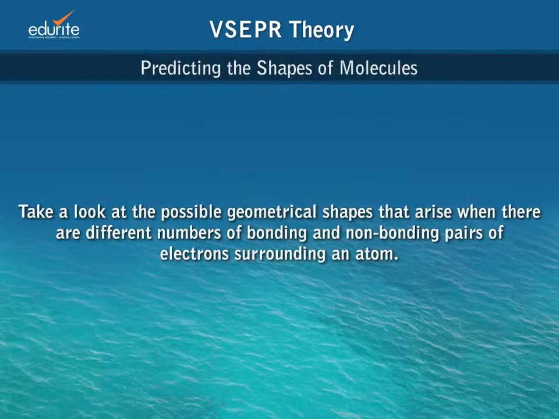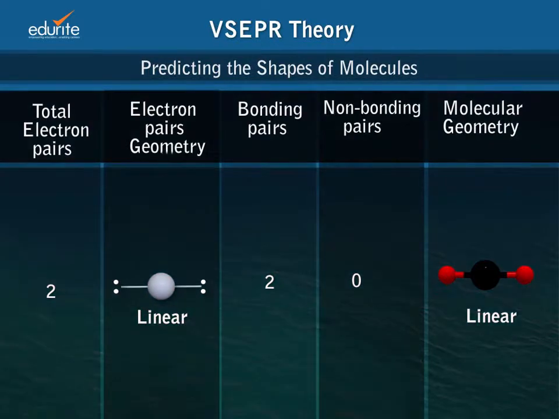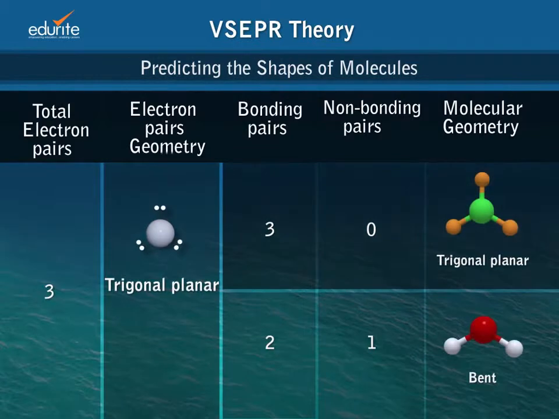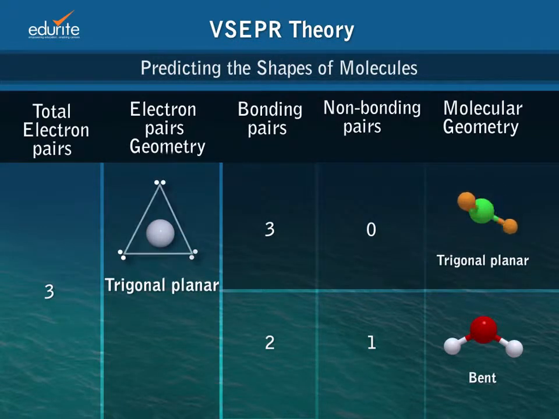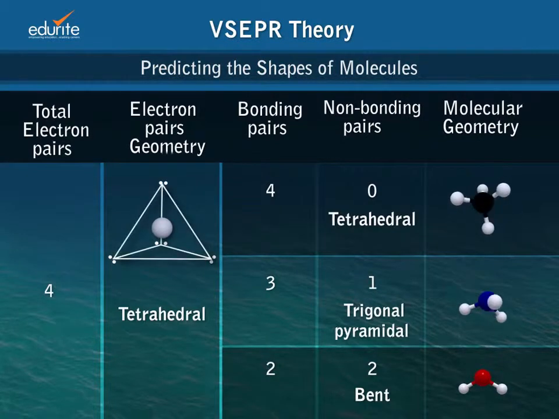Let's take a look at the possible geometrical shapes that arise when there are different numbers of bonding and non-bonding pairs of electrons surrounding an atom. When there are two electron pairs, the possible molecular geometry is linear. When there are three electron pairs, the possible molecular geometries are trigonal planar or bent. When there are four electron pairs, the possible molecular geometries are tetrahedral, trigonal pyramidal, or bent.